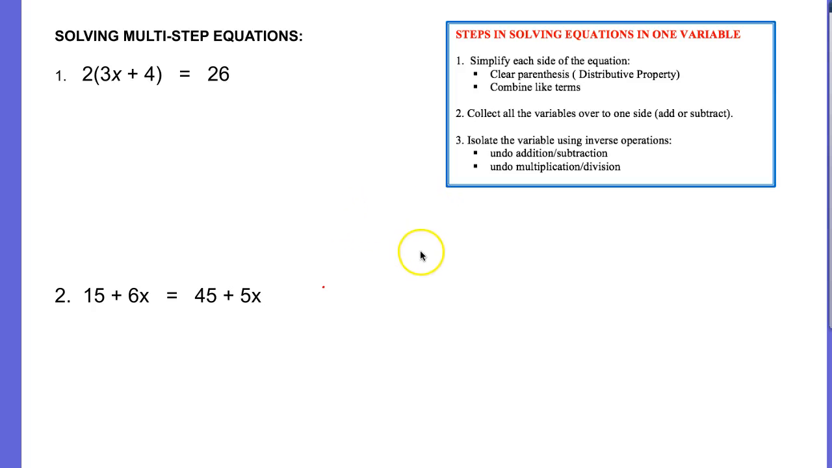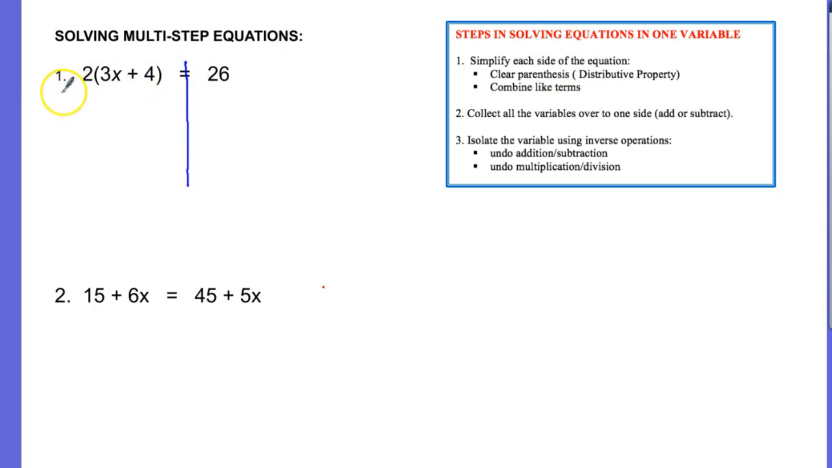Hello there! In this video, we are going to solve multi-step equations in one variable. So we still have just one variable here. Alright, so we're gonna go through our steps here to remind us on how to do this orderly. So the first step, you want to simplify each side of the equation. Simplify means you have to clear parentheses.